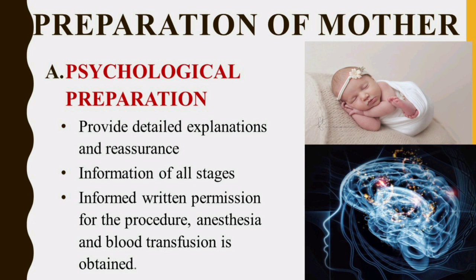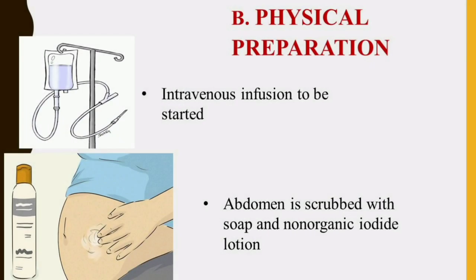In psychological support, you have to give all the detailed explanations and reassurance, all the information about the labor, information of all the stages. Informed written permission for the procedure, anesthesia, and blood transfusion is to be obtained. Next, physical preparation: you have to give an intravenous infusion, and you also have to scrub with the help of a soap or non-organic iodide lotion.